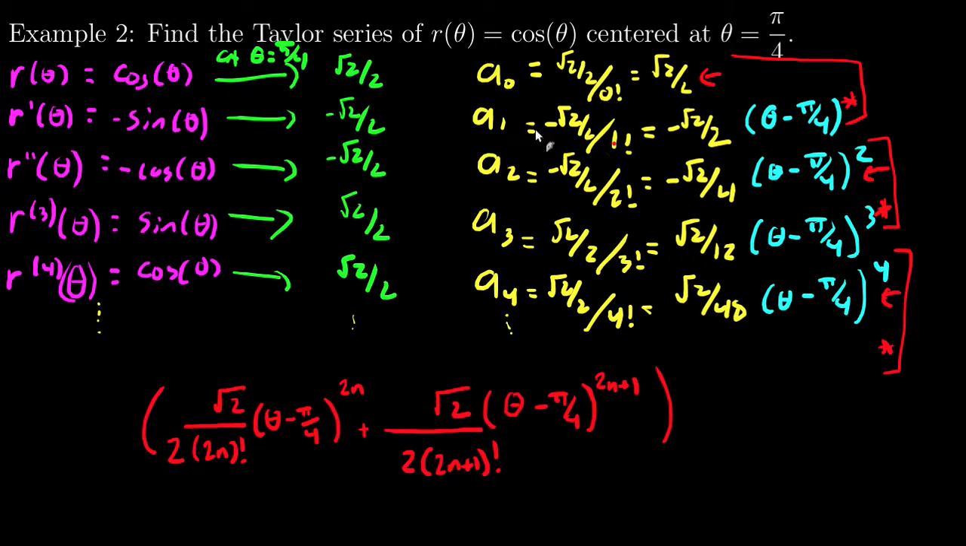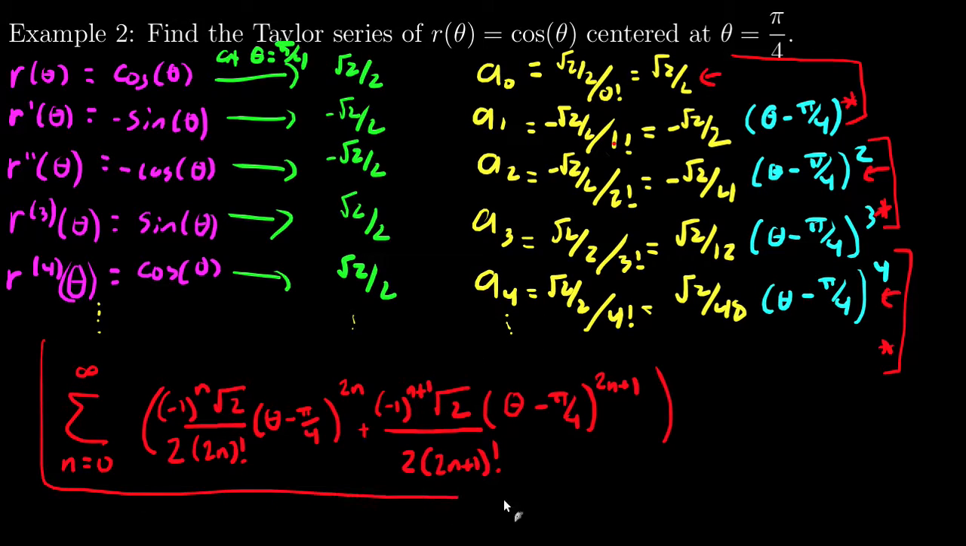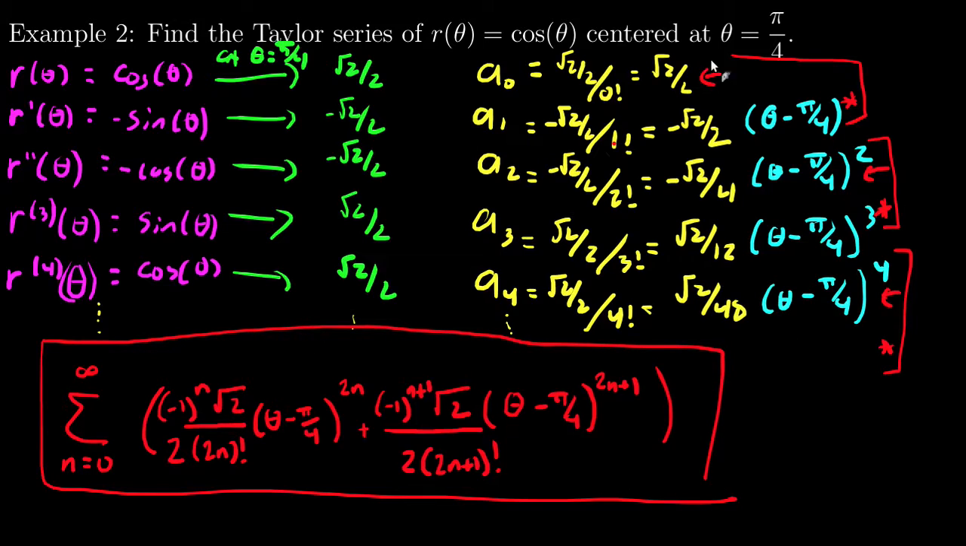Finally, I see it's alternating. And the first term starts as positive, then goes negative, then goes positive. So this will have negative 1 to the n, because I'm going to start n at 0. Let me put that in here. So n goes from 0 to infinity. The second term starts at negative, so I'm going to put that as negative 1 to the n plus 1 to make sure it starts at negative. And here is an example of this series.